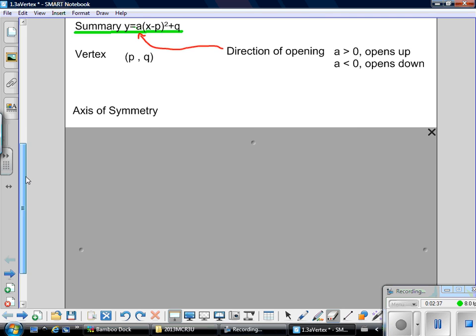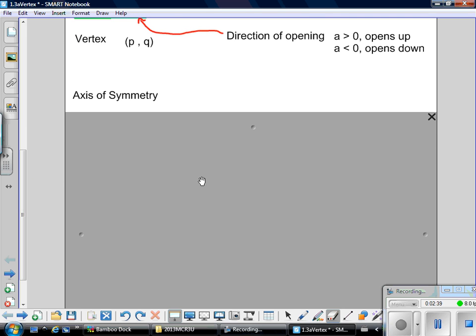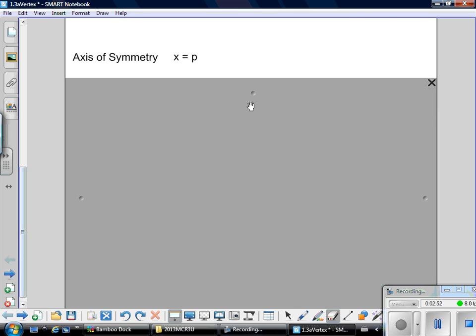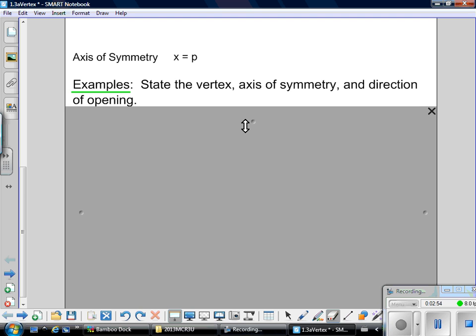Now, axis of symmetry is if I took the parabola and cut it right in half, and it's a mirror image on both sides. That's going to be related to the x value of the vertex. So x equals p. Let's just look at a couple examples just so that we get this. It says state the vertex, the axis of symmetry, and direction of opening.